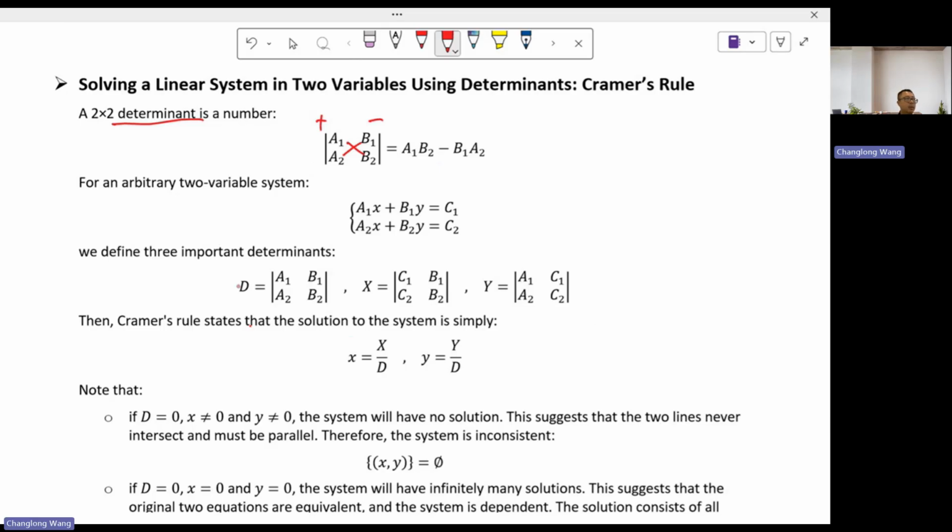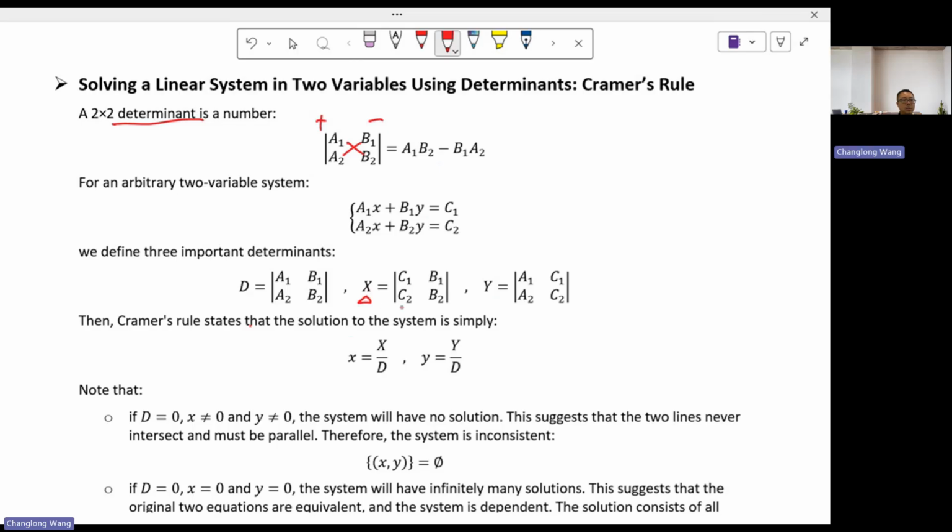Okay, the first determinant, we're going to call it D. And the way to get it is just by extracting the coefficients of x and y, right? Just like you're getting the first couple columns of an augmented matrix, as soon as you line up the x and y's. Then you need to build 2 more determinants, one for x and the other for y. And we use uppercase letters to let you know that they are not those little x and y variables. They're just some peculiar ways to come up with numbers out of those coefficients and constants.